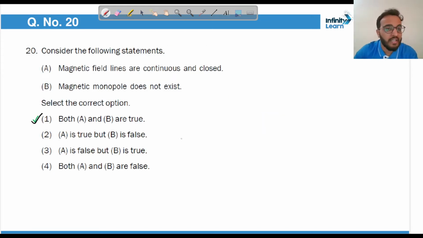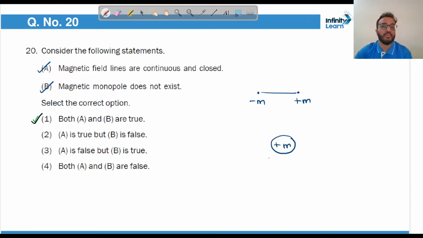Question number 20. Magnetic lines are continuous and closed? Yes. Magnetic monopoles do not exist? Yes. Because always magnetic dipoles exist. Minus m and plus m exist together. It is not possible that you have only plus m. No, it's not possible. So monopole is not possible. Only dipoles are there.